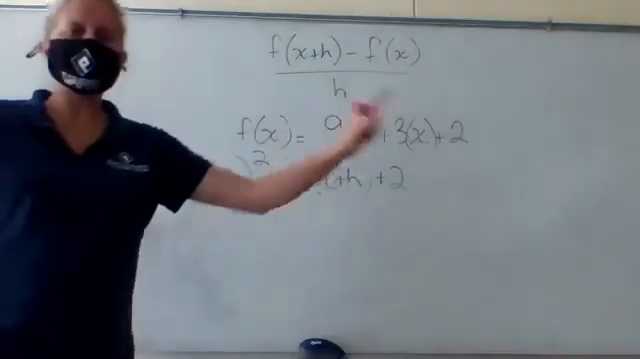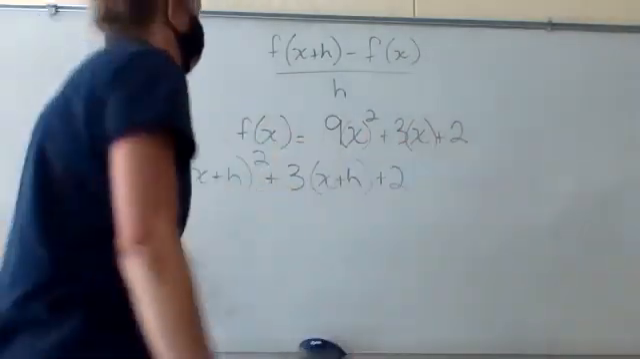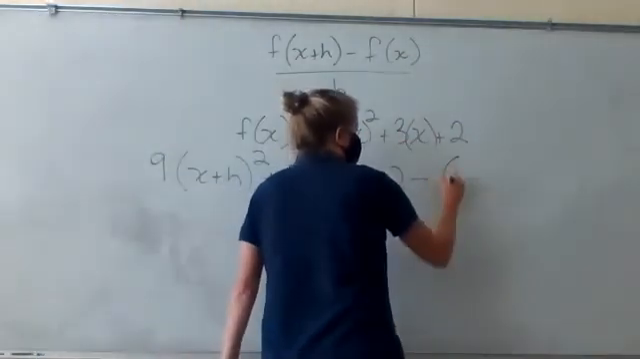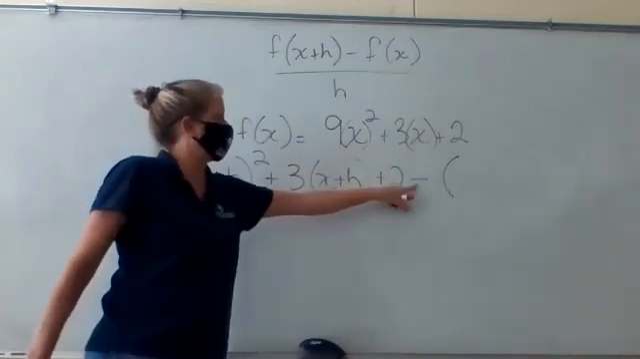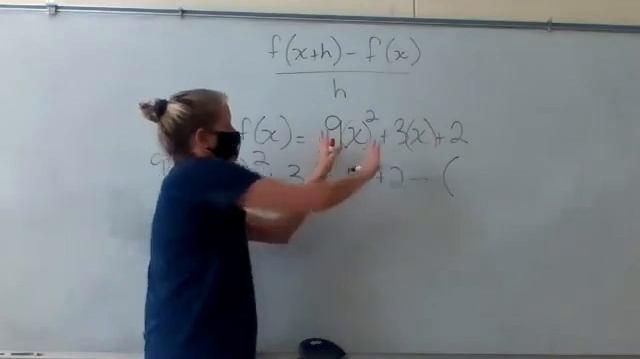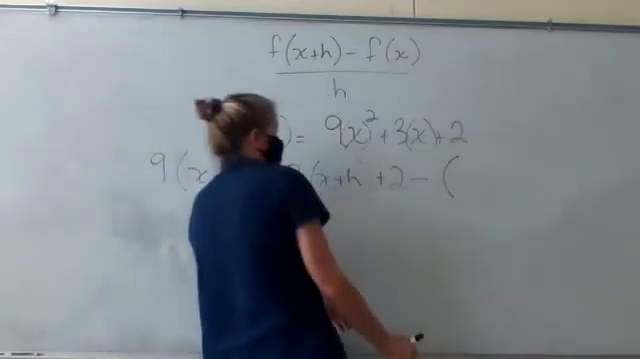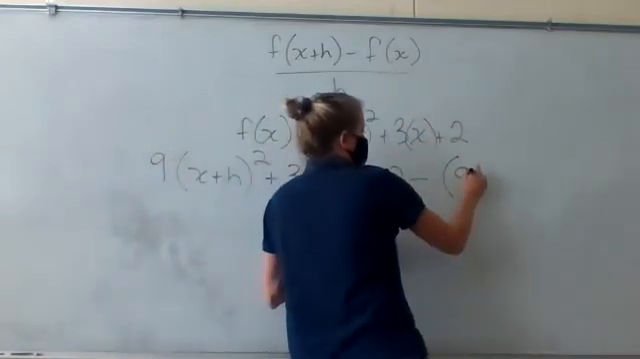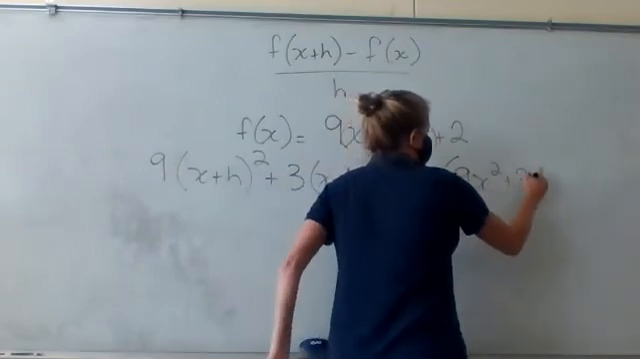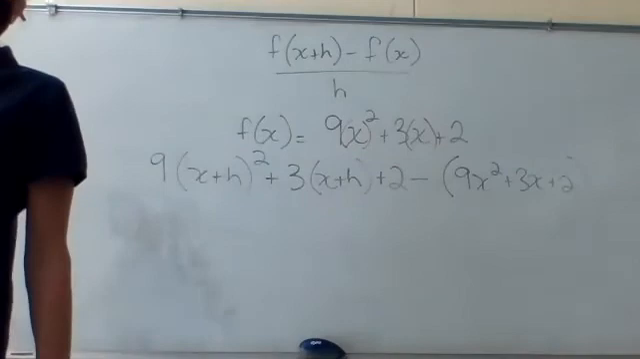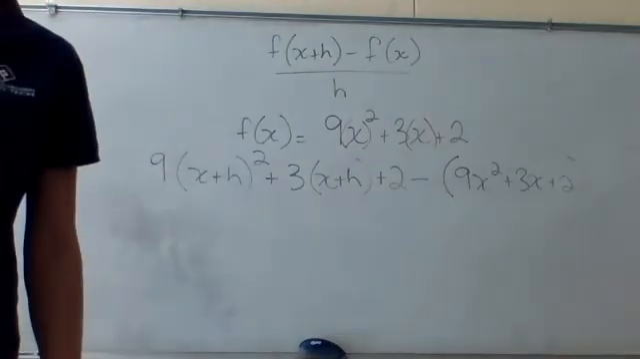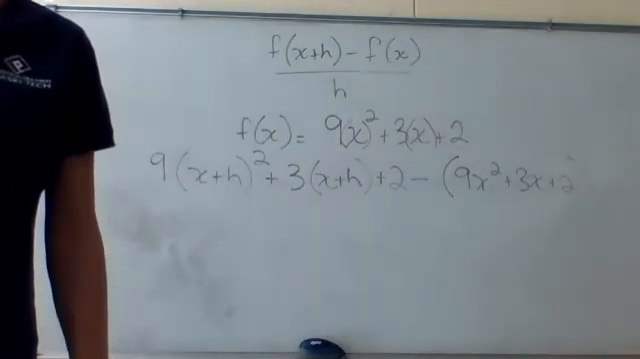Now remember, the second part of the top, or the numerator, is to subtract the whole function. So this right here, you put your minus, your open parentheses, and then all of those terms come in those parentheses. So 9x squared plus 3x plus 2. And then simplify this. Now remember, we did this.